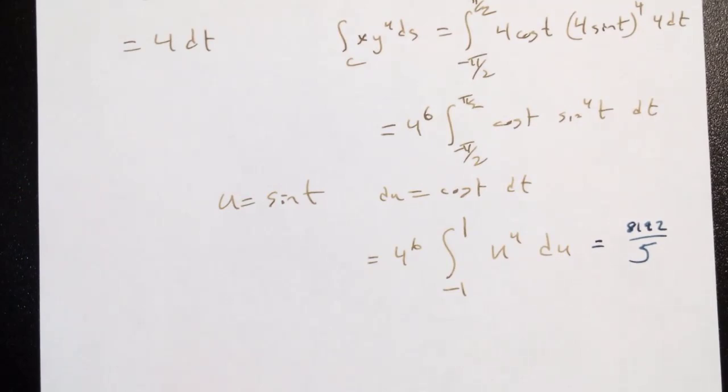Because the integral from -1 to 1 of u to the fifth over 5 is 2/5. 2/5 times 4,096 is 8192 over 5. This is what happens when you practice times 2 powers of 2 all the time.